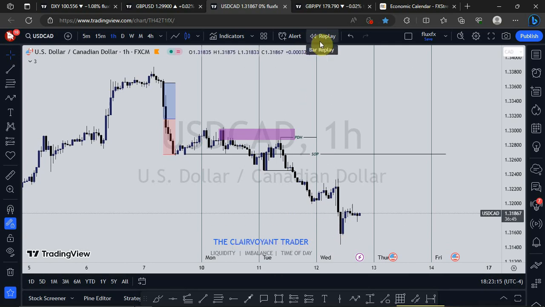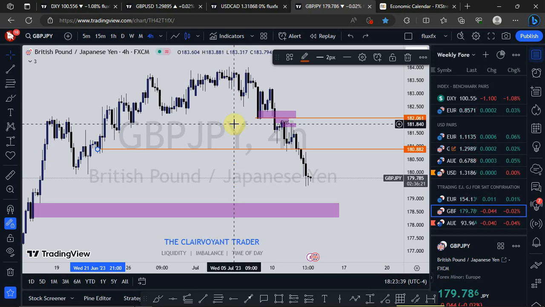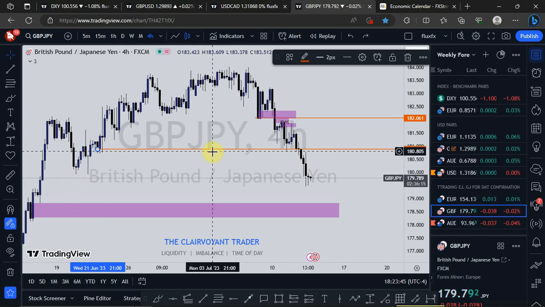Let's look at what is happening on GBPJPY. For GBPJPY, it's so clear here. We've taken out a major low right here, and we've taken out this swing low as well. So as it stands now, I'm still bearish on GBPJPY.